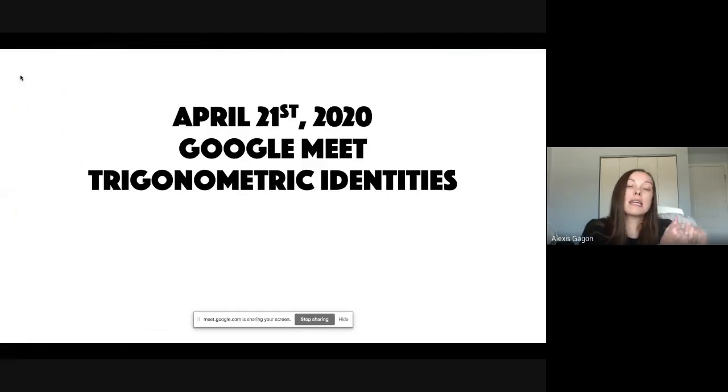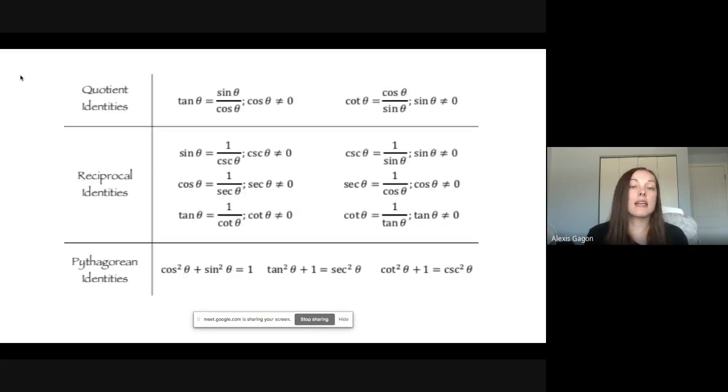But so trig identities, this is the unit that we've kind of been working up towards. And I really wish this unit was in person, but it's not. And you do need a lot of this for calculus. So these are the identities that we're working with, okay? And I went over this. If you watch the video, I go over how to find all of these.